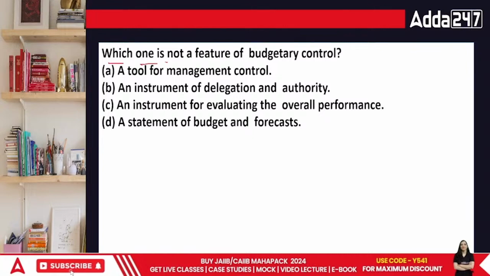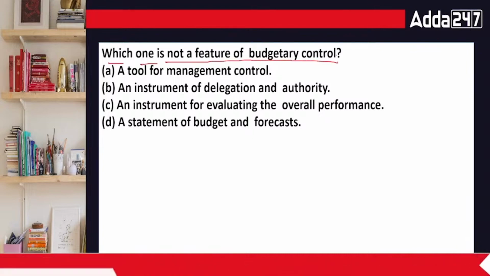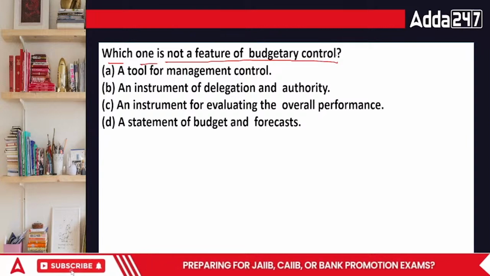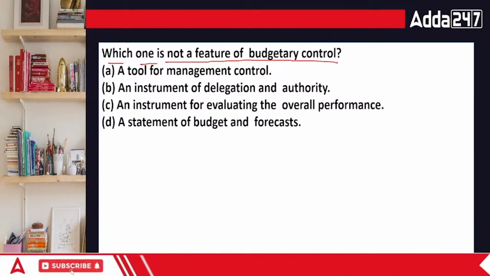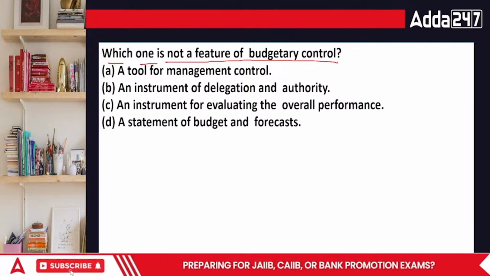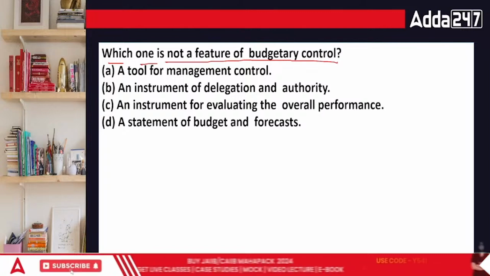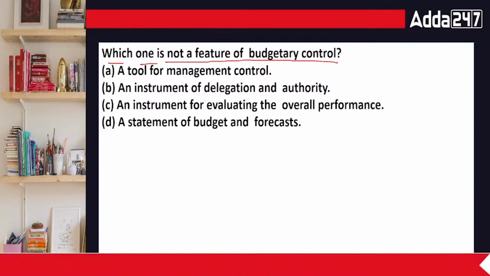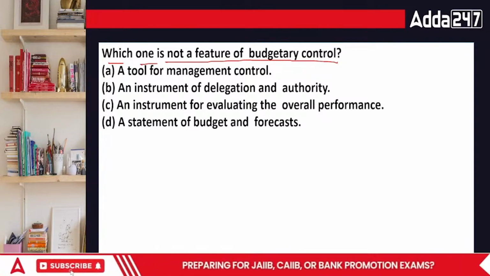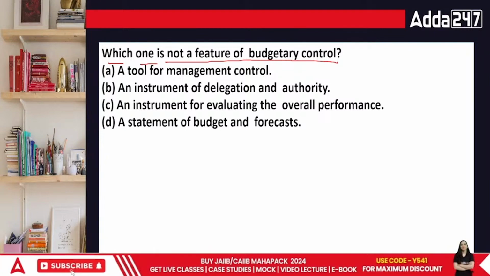Which one is not a feature of budgetary control? What do you mean by budgetary control, everyone? Budgetary control talks about the budget of the organization. It means we think of how much money we need in the upcoming future, how much production we need to make in the upcoming future, how we work in the upcoming future. We have to be very much open towards this entire area, right?